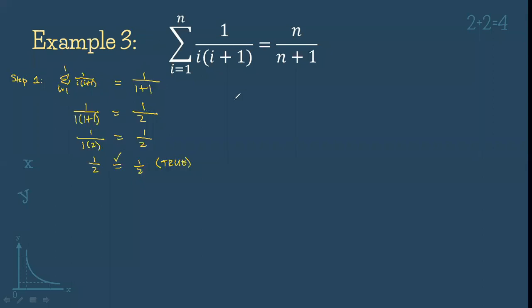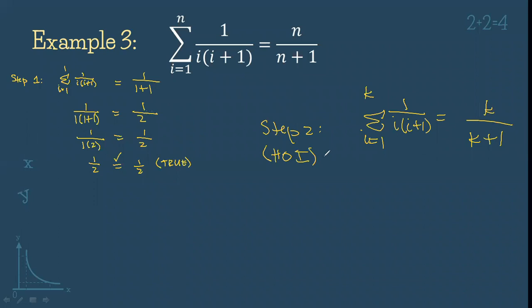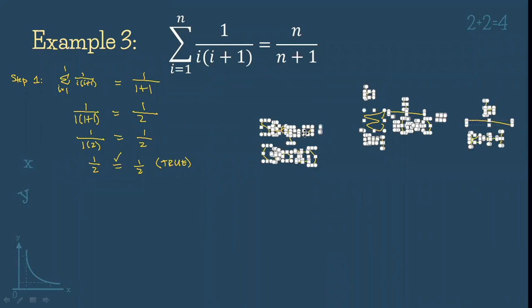Now for our step number 2, step number 2 daw po natin, kailangan nating palitan lahat ng n by k. So we have here the summation of 1 over i times i plus 1 as i moves from 1 to k is equal to k all over k plus 1. So ito po yung tinatawag natin na hypothesis of induction. At katulad po ng mga ginawa natin sa first pong example, kailangan lang po natin siyang standby dahil mamaya po gagamitin natin siya for our step number 3.